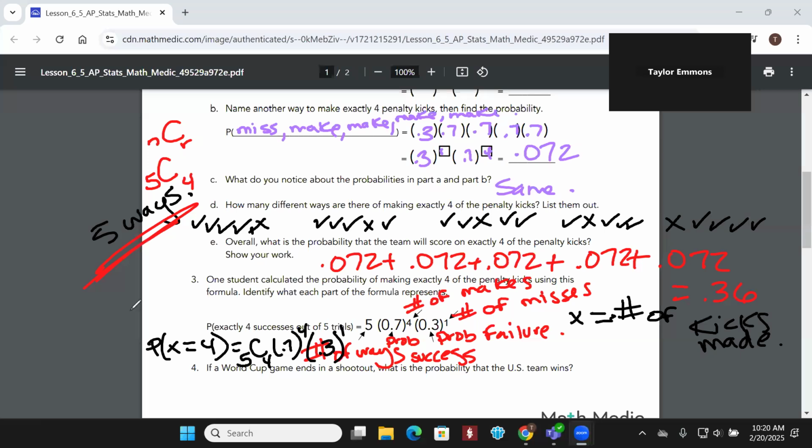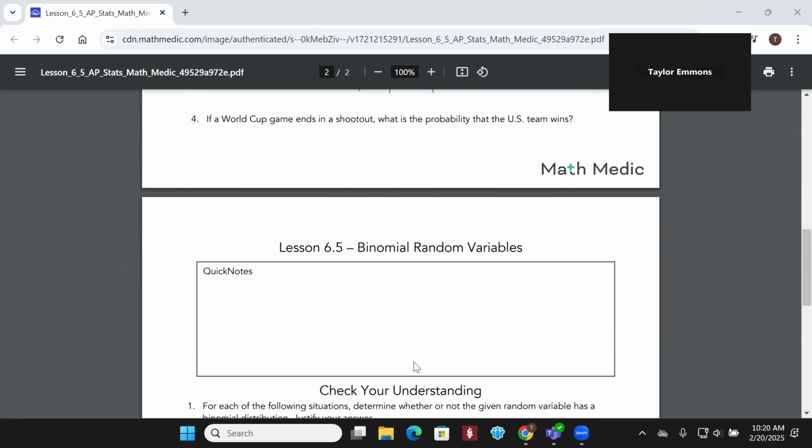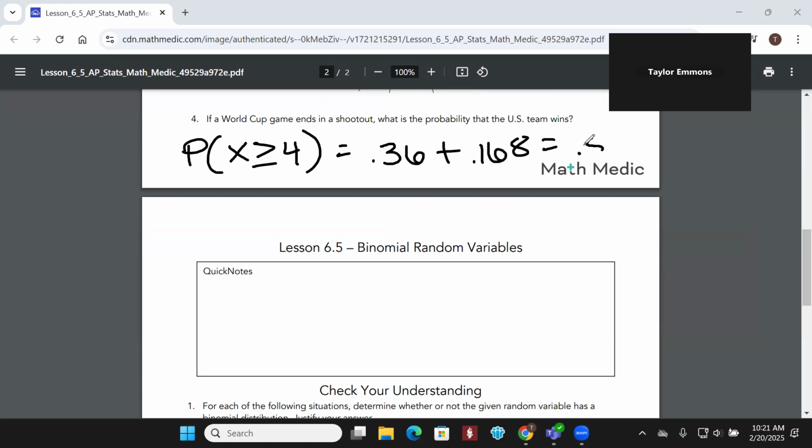All right, so if a World Cup game ends in a shootout, what is the probability that the U.S. team wins? That means that they need to make at least 4, right? So let's take a look. We need at least 4. That means probability of X is greater than or equal to 4. What's the probability of them making 4? Well, we just found that, right? That's 0.36. We have all those different ways to do it. What's the probability of making 5? 0.168. We're going to take both of those probabilities and add them together. And that's going to give me a probability of 0.528. What's the probability that the U.S. team wins? 0.528. USA.